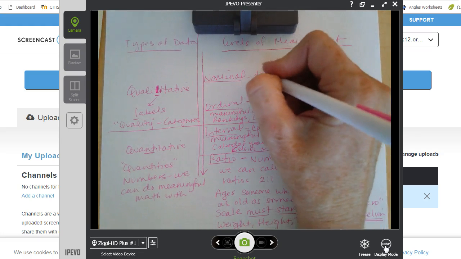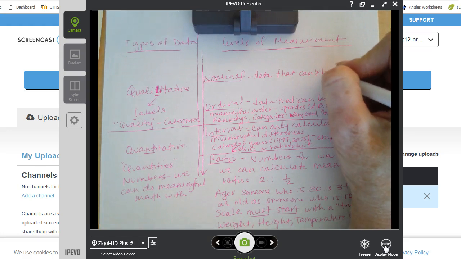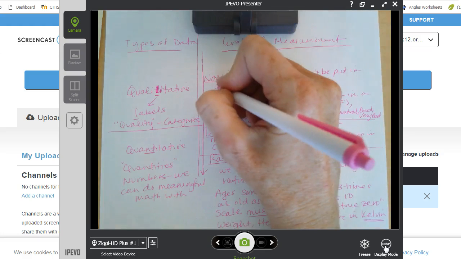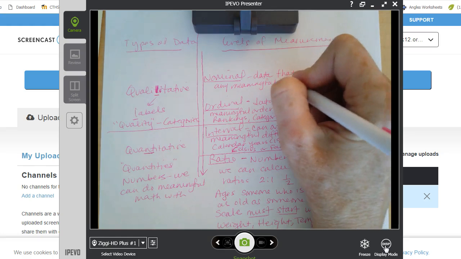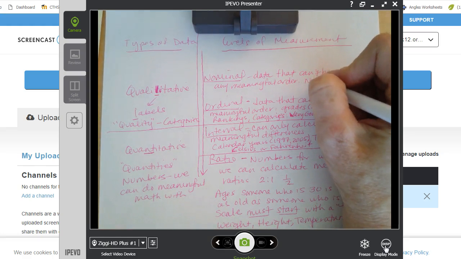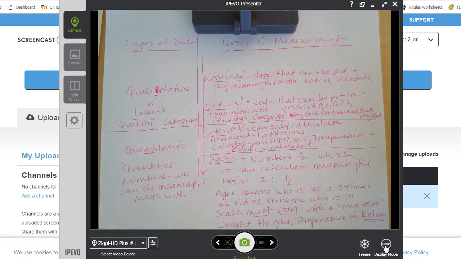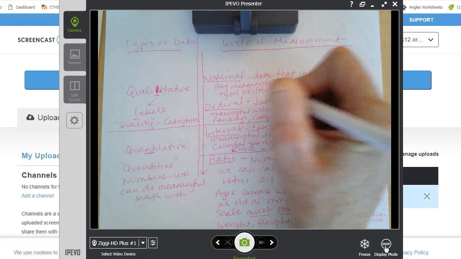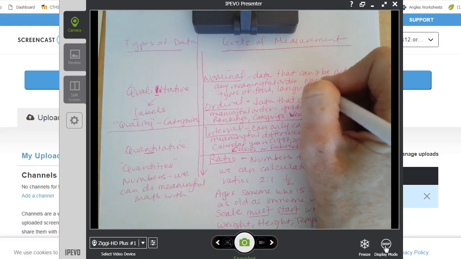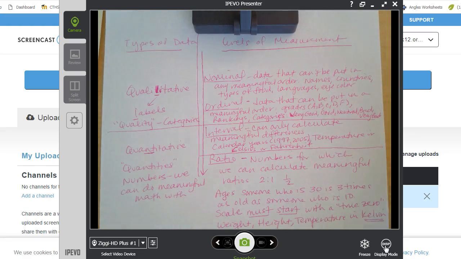And then nominal would be data that can't be put in any meaningful order, okay? Maybe it's just things like names, countries. I'm trying to think of other examples we had. Types of food, languages, eye color, okay? Things of that sort.